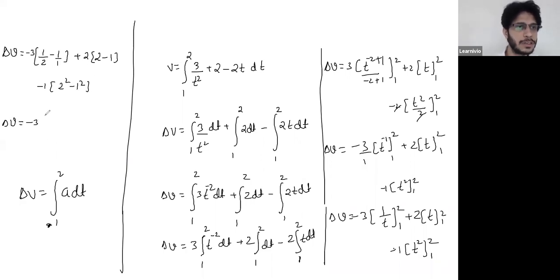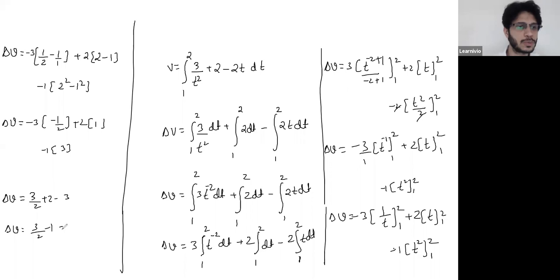So delta V is minus 3 times minus half, plus 2 times 2 minus 1 is 1, minus 1 times 4 minus 1 is 3. So the delta V is 3 by 2 plus 2 minus 3. So that's 3 by 2 minus 1. It comes out to be 1 by 2. Fazil was correct. No, it's not minus 3, it's 1 by 2.